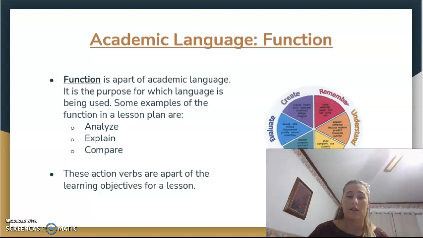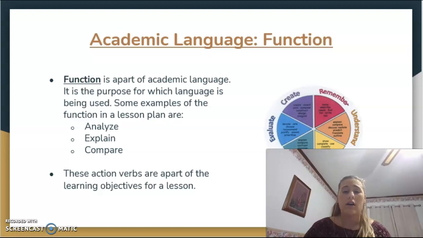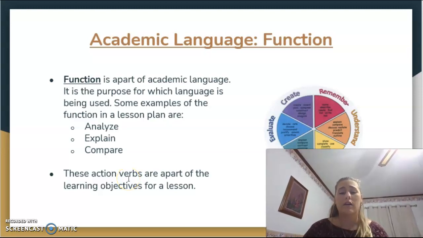Now we're going to talk about function. It's a part of the academic language. It is the purpose for which language is being used. Some of these examples are analyze, explain, and compare. These action verbs are part of the learning objectives for a lesson.